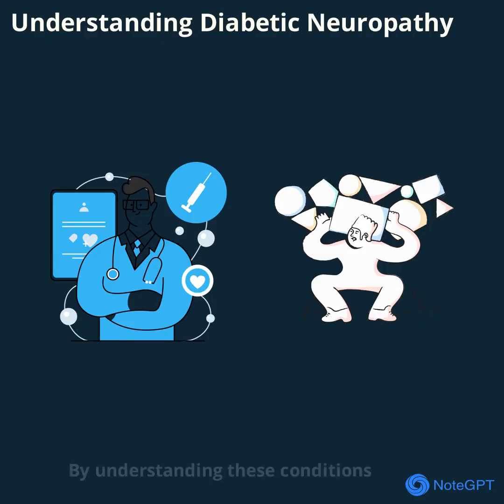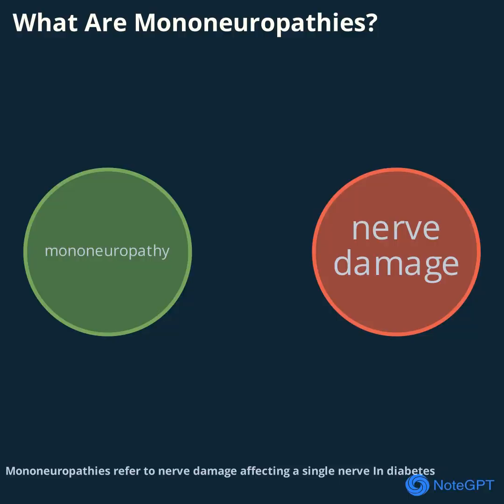By understanding these conditions, patients and caregivers can better recognize symptoms and seek timely care, improving outcomes and reducing unnecessary worry. Mononeuropathies refer to nerve damage affecting a single nerve. In diabetes, these can involve cranial nerves, peripheral nerves, or nerve roots. Unlike more common diabetic neuropathies, mononeuropathies are not directly related to long-term blood sugar control and often resolve on their own. However, their sudden onset and sometimes severe symptoms can be alarming.